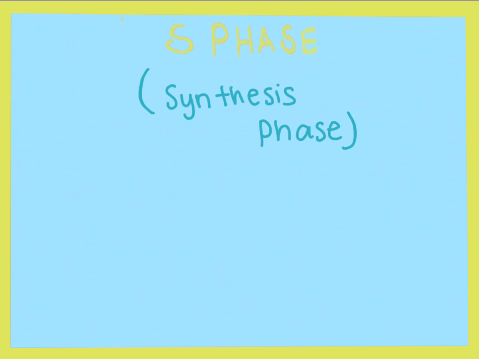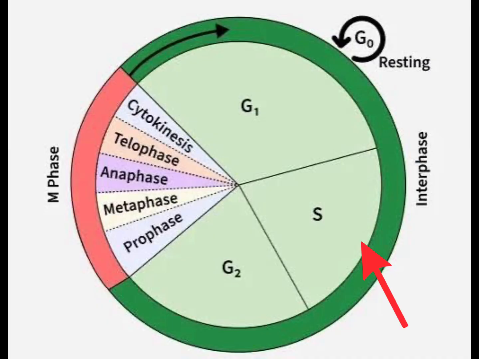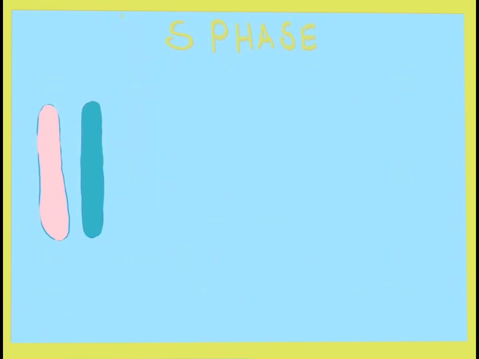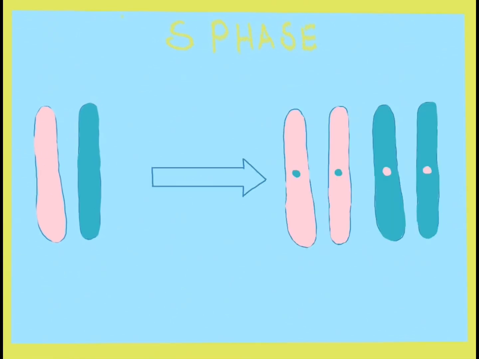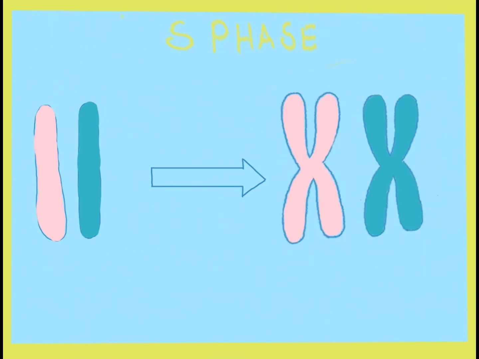Now, let's move on to the S phase. The S phase, also known as the synthesis phase, is the second part of the cell cycle where the cell copies its DNA. During this phase, each chromosome is duplicated, which creates 2 identical sister chromatids. These chromatids are then joined together by a centromere. This makes sure that when cells divide, each new daughter cell receives a complete and identical set of chromosomes.